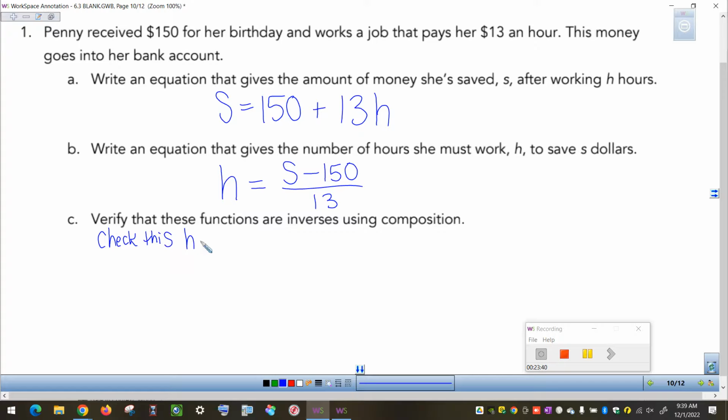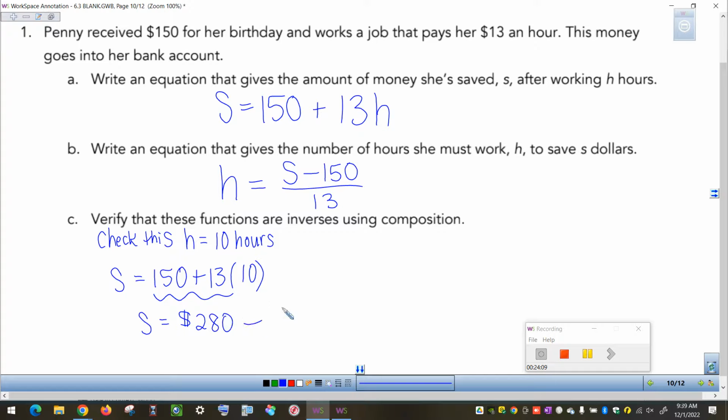And it doesn't matter what number you choose. I'm going to maybe just try this with 10 hours. And I'm just going to see what happens if I plug 10 into my first equation. I can see how much money she will have saved. So it looks like that would be 150 plus 130. So it looks like she will have saved $280. Okay, so I get an answer.